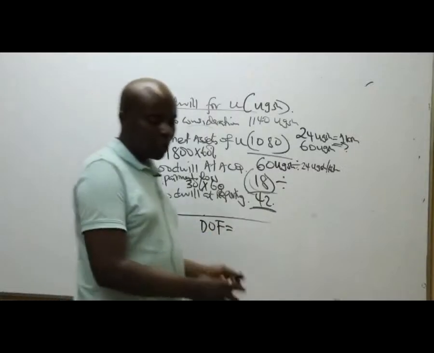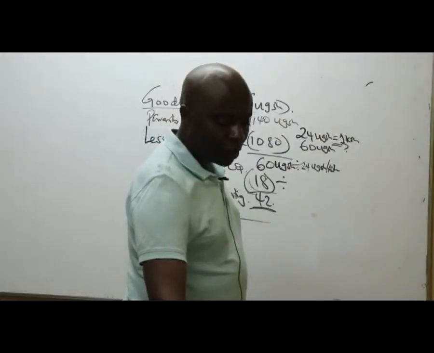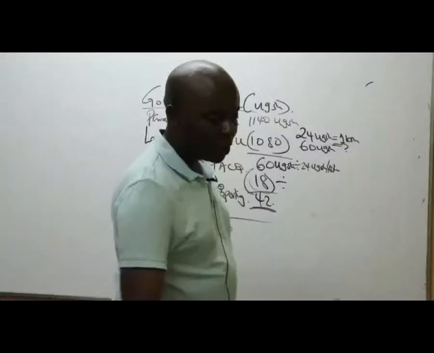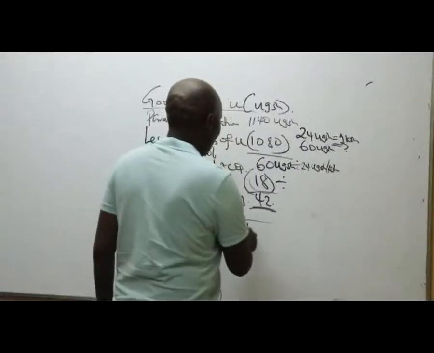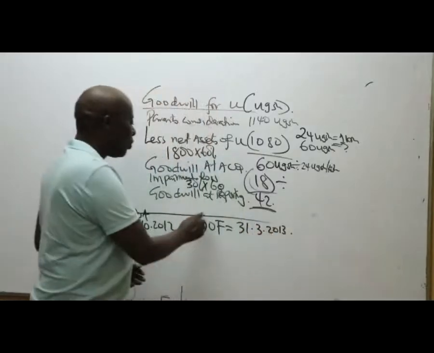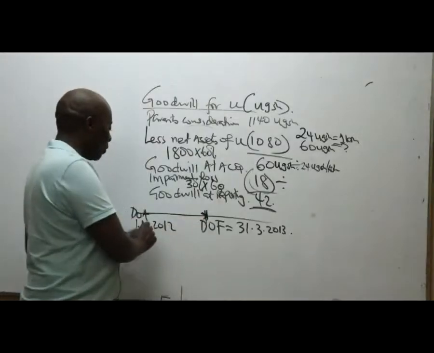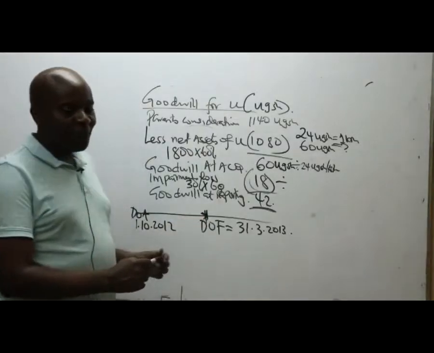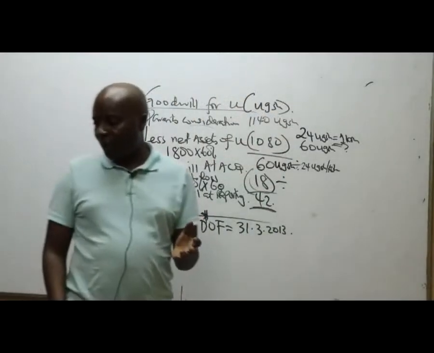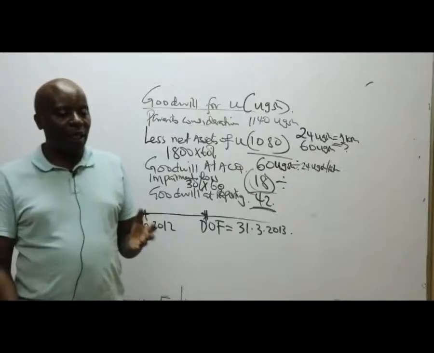The date of the financial statements given is for the year ended 31st March 2013. Ladies and gentlemen, could you kindly count the number of months between the DOA and the DOF? Tell me, how many months do we stay with this subsidiary?